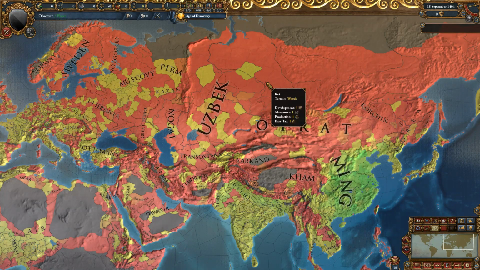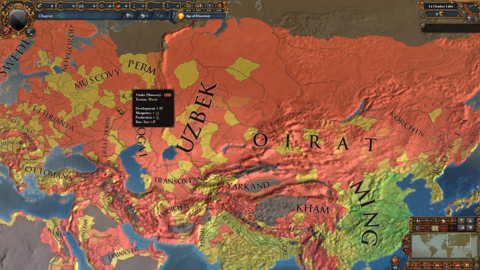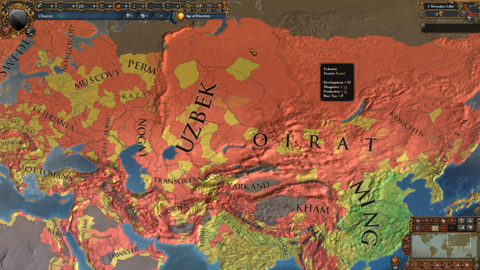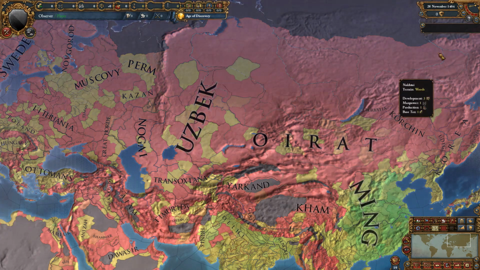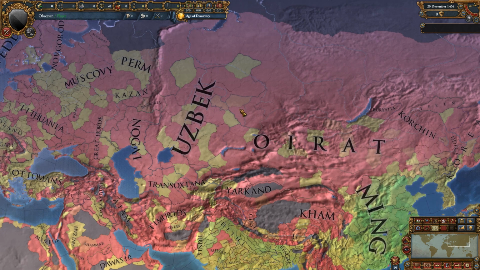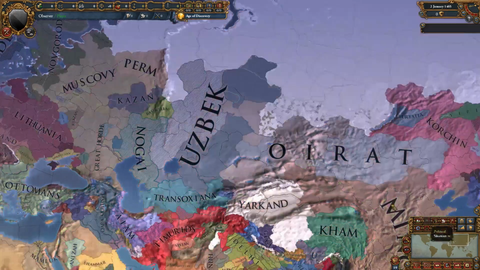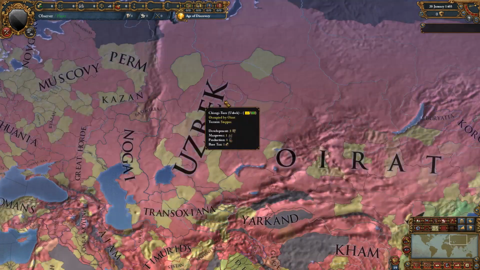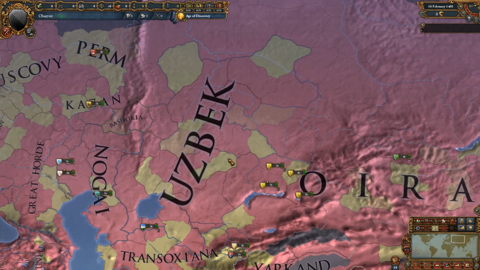So yeah, around 20 years have passed now, and what we start seeing is that a lot of this land is slowly starting to grow at least a little bit. So yeah, about 1 in 10 provinces here should have had at least one development event where it got 3 more development. Please keep in mind that, of course, not all of this development growth is caused by these development events. There's also random events that give you a little bit of development.